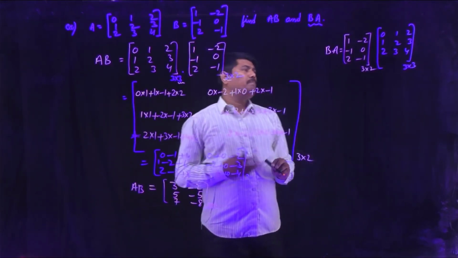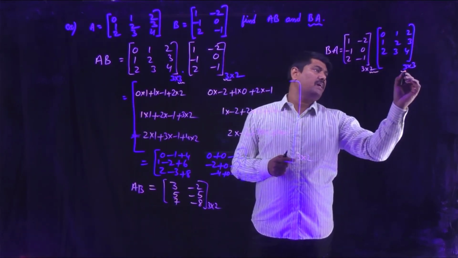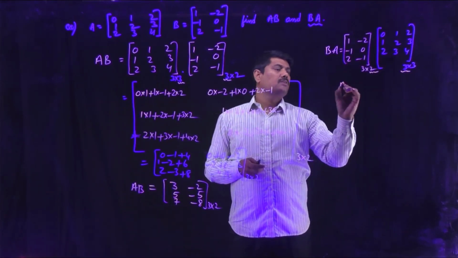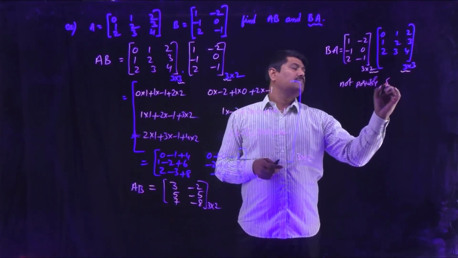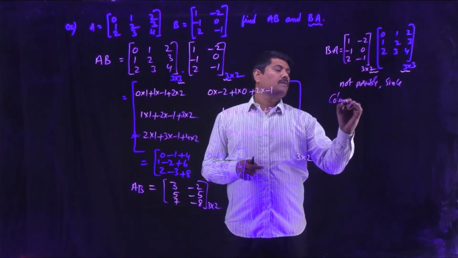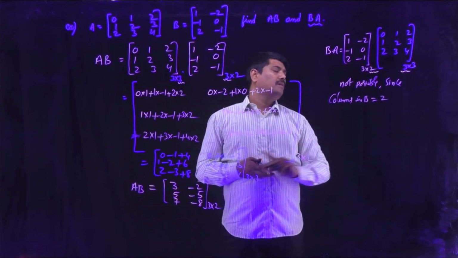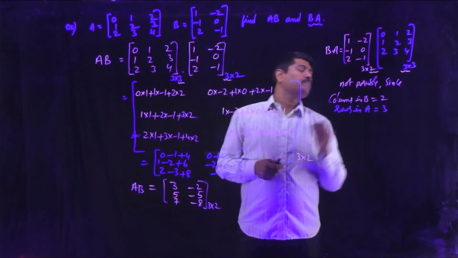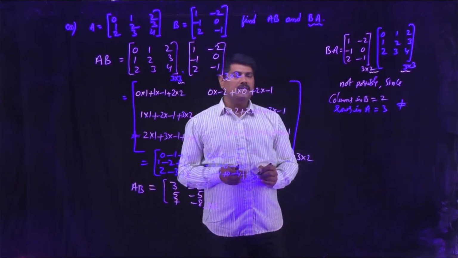Now observe whether BA is possible or not. Here, B contains 2 columns and A contains 3 rows. So multiplication is not possible here. So you can give the answer: not possible. What is the reason? Columns in B: how many columns? 2 columns are in B. Now rows in A: how many rows in A? 3. Both are not equal. So these two are not equal. That's why B into A is not possible.